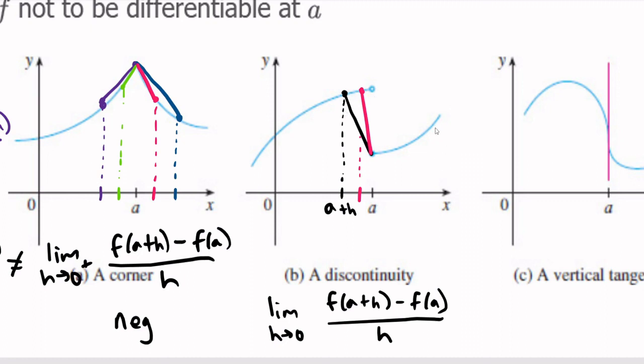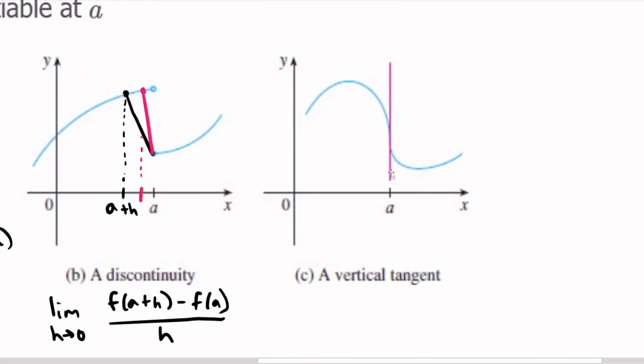So there you go. The right-hand limit we can talk about. The right-hand side does exist, and you can draw the secant lines here to see that, but they're definitely not equal, and this one from the left doesn't even exist. So no good, not continuous. The limit doesn't exist. Okay. And then we can also have this idea of a vertical tangent.